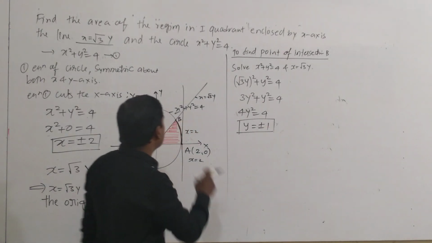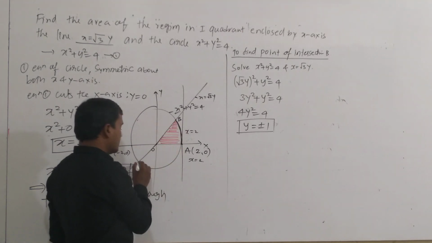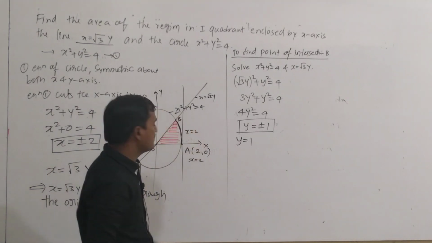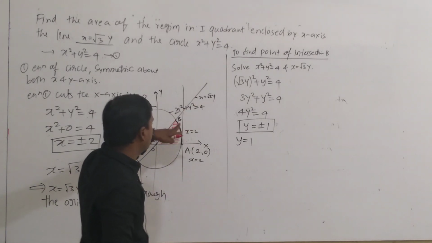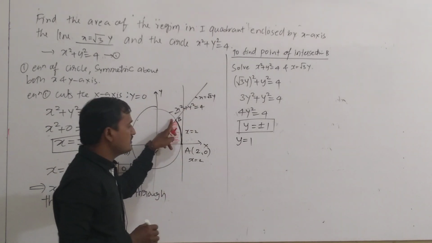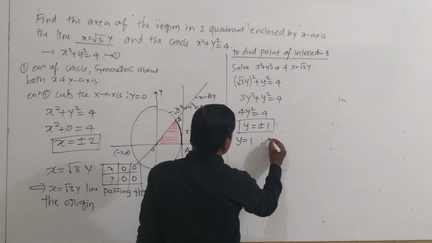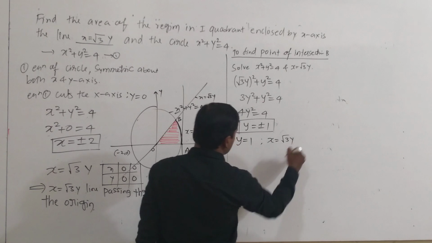Plus or minus of 1. Here it is plus y and here it is a minus y. So here I will consider only plus, because clearly this lies here. I want to find the area in the first quadrant, which means the value of y is 1. Now I will substitute the value of y in this equation, that is x equal to root 3y.